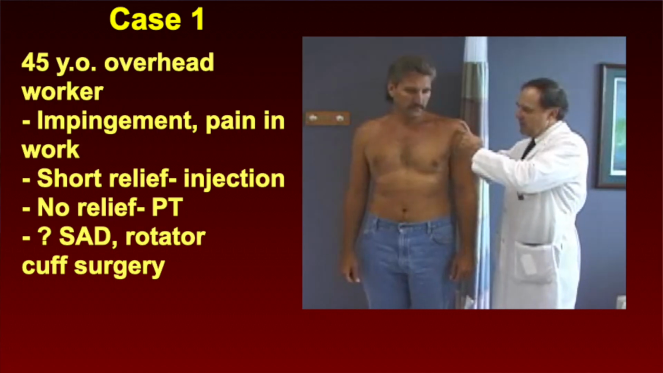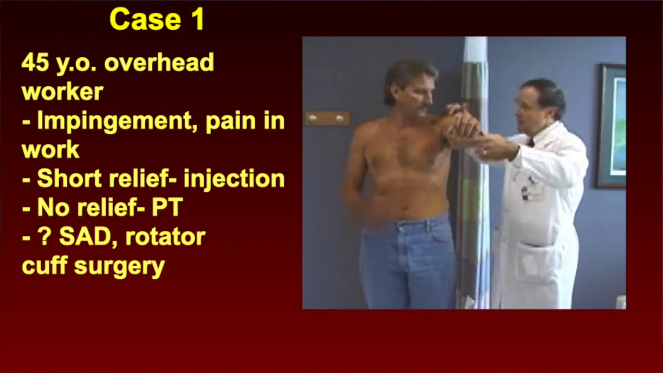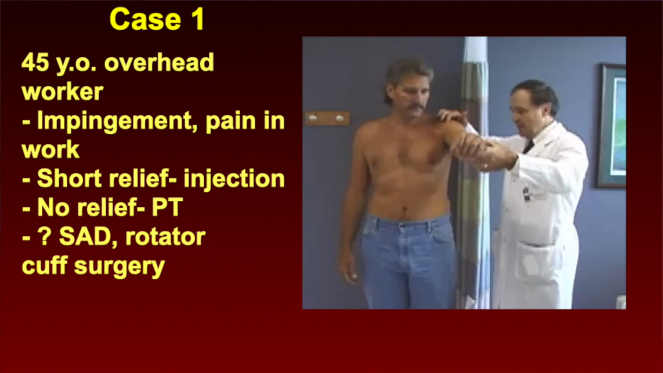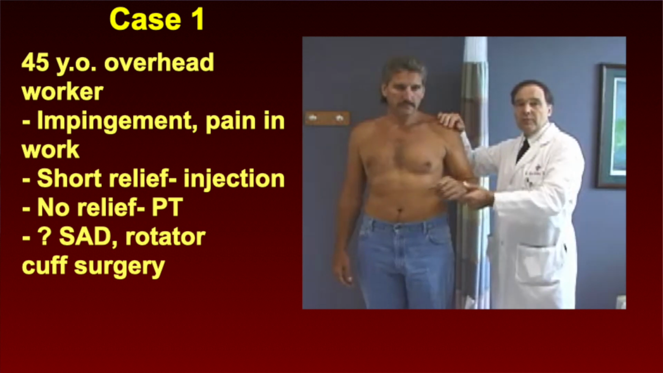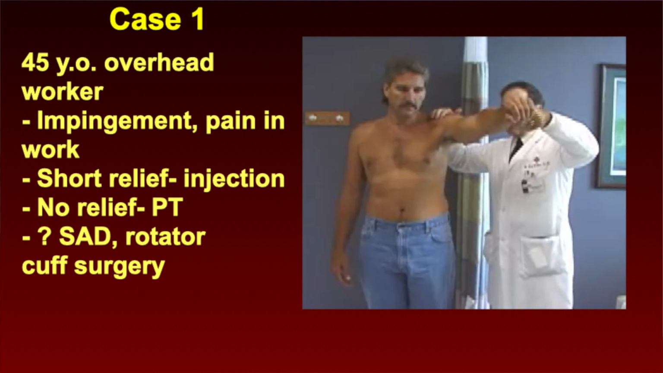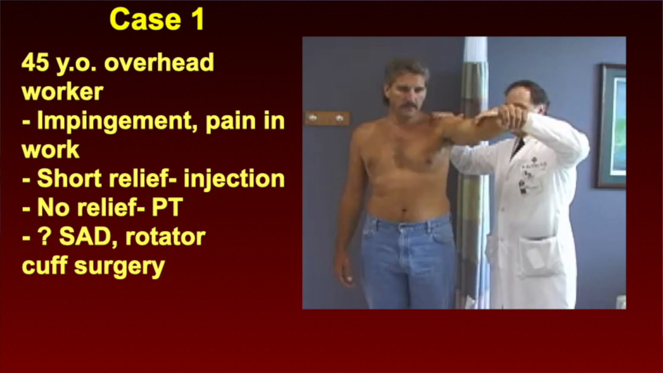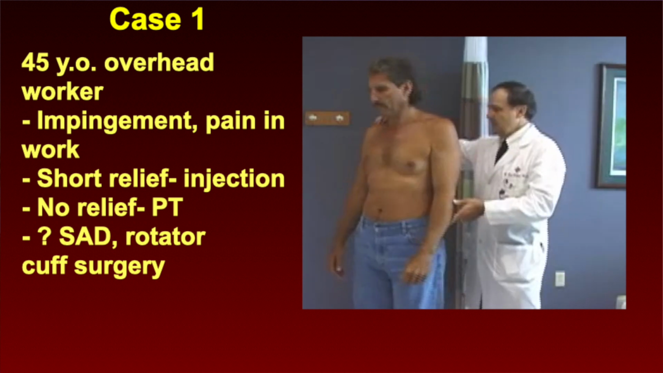It plays multiple types of roles, and we'll illustrate this by certain cases and discuss how these cases work out. So case number 1 is somebody that's very common, a 45-year-old overhead worker. He has impingement with abduction and forward flexion. He has difficulty doing his work activities. He's had an injection, which gave him a little bit of relief, but no permanent relief. He has not had any relief by physical therapy, including modalities and strengthening exercises. So he was referred to see if he maybe needed some rotator cuff surgery or impingement or subacromial decompression.